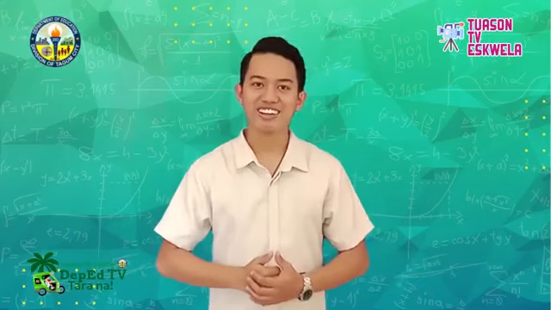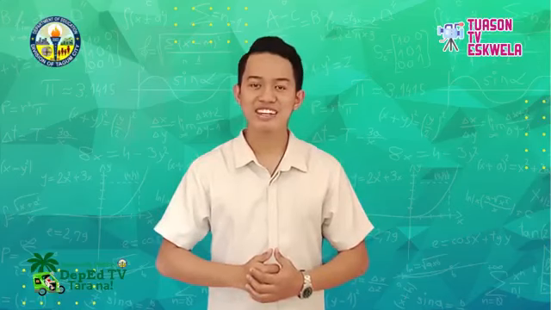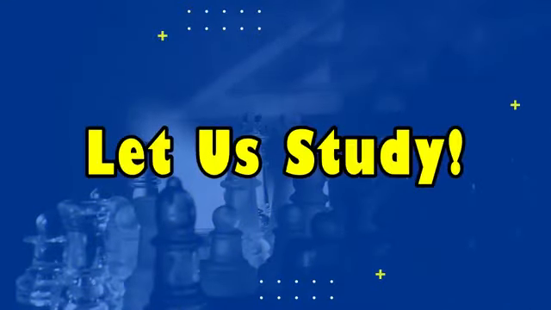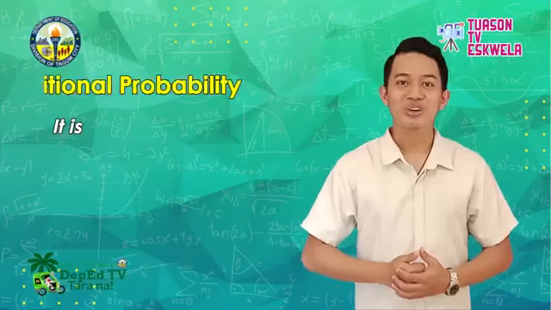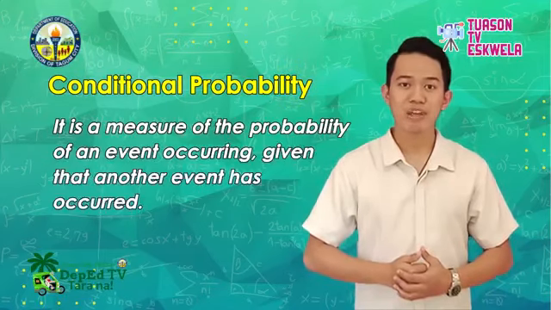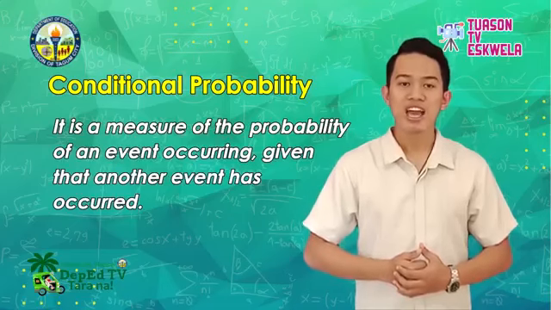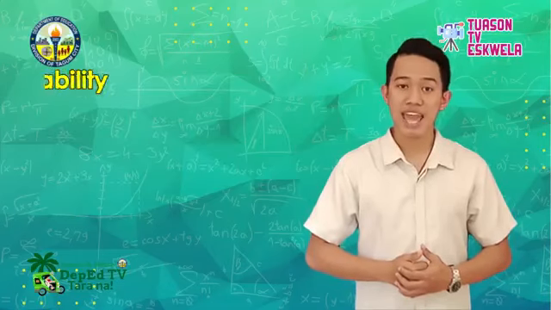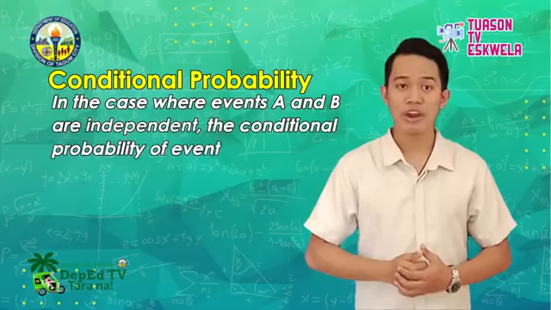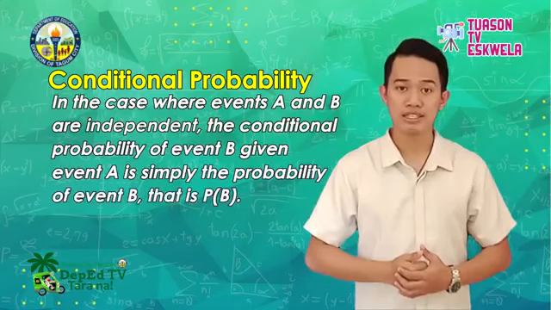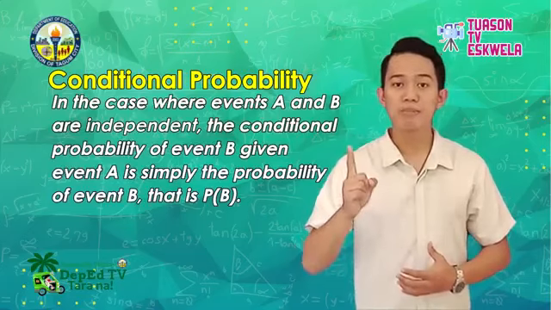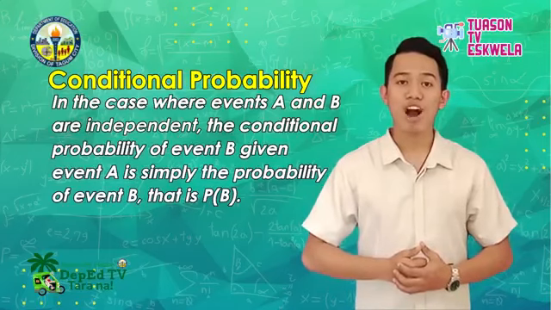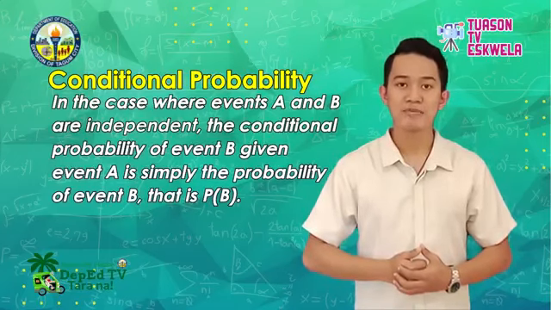Congratulations! You've got it all! This time, let us study conditional probability. Conditional probability is a measure of the probability of an event occurring, given that another event has occurred. In the case where events A and B are independent, where event A has no effect on the probability of event B, the conditional probability of event B given event A is simply the probability of event B, that is P(B).